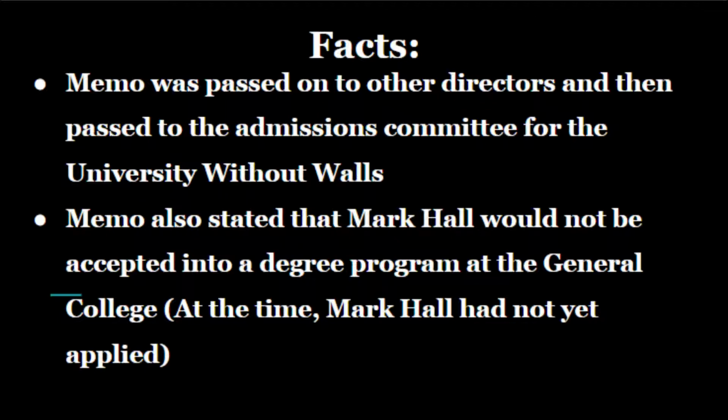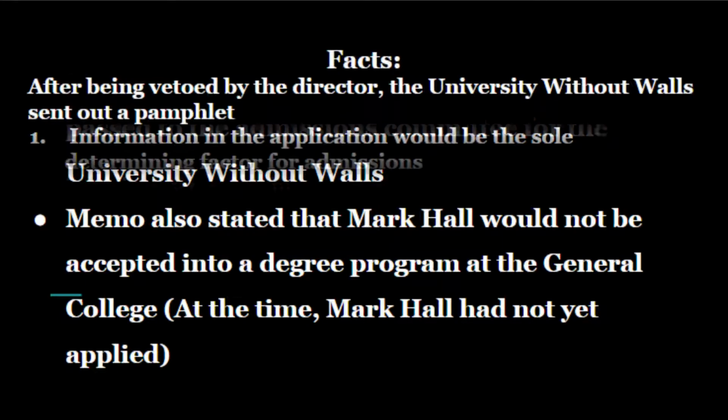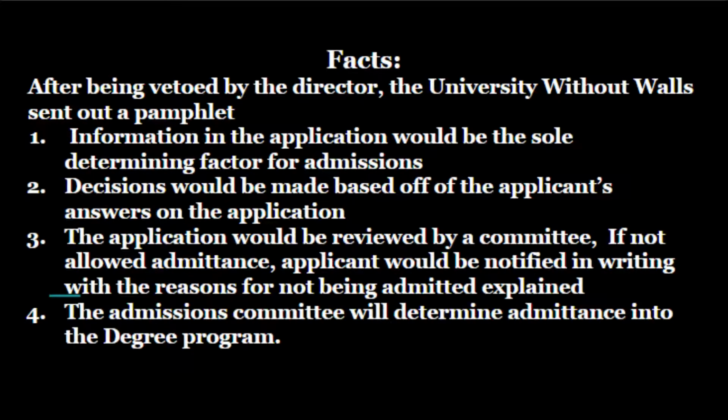In the memo, it stated that the General College would not admit Mark Hall into the degree program, and this memo was written before he applied. The admission committee, after being vetoed by the director, sent out a pamphlet. In the pamphlet, it stated, 1, that the information in the application would be the sole determining factor for admissions, 2, that the decision of the committee would be based off the applicant's answers on the application, 3, that the application would be reviewed by the committee, and if declined, they would be notified in writing with the reasons for the rejection, and finally, that the committee would be making the decision to admit or not.